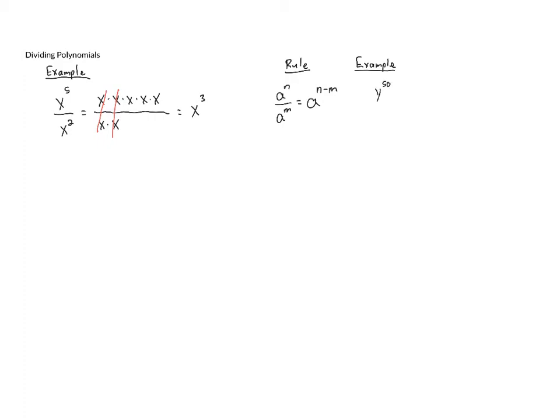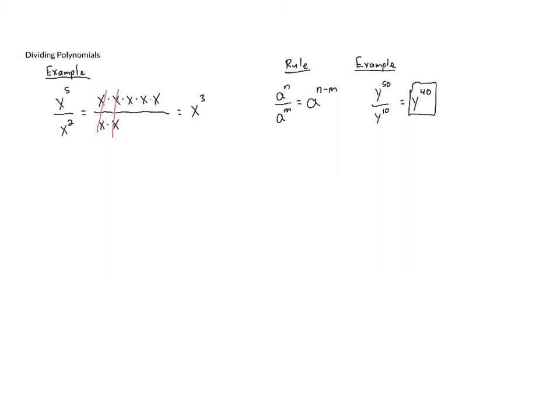Let's look at y to the 50th over y to the 10th. Whenever we're dividing one power of a variable by another power of the variable, we can combine them by subtracting those exponents. 50 minus 10 is 40, so this becomes y to the 40th. There's no need to write out y times y times y times y times y times y times y 50 times. We can just subtract the exponents and we're good to go. Okay, that was the first rule.